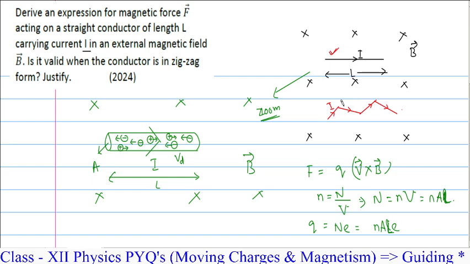For any particular length of the conductor, let the length be L1 or L2, the force on it will be I into L1 cross B, because we are taking the magnetic field to be uniform. Similarly, the force on any other segment, let it be L2, will be I into L2 cross B. So what will be the net force? The net force will be the sum of such discrete segments which are parts of the given conductor.